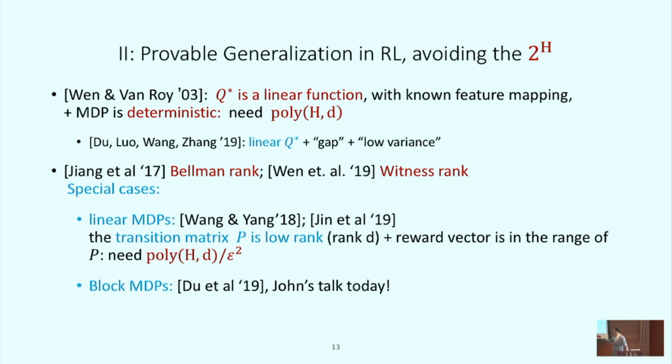John spoke about essentially block MDPs, which can also be viewed as a special case, though the issues are a bit different. Okay, so we do kind of make various assumptions to try to deal with this. But note, if you just look at this, it takes a while to understand what's going on here. But they all avoid the explicit dependence on the number of states in the world, and they avoid this 2 to the h.